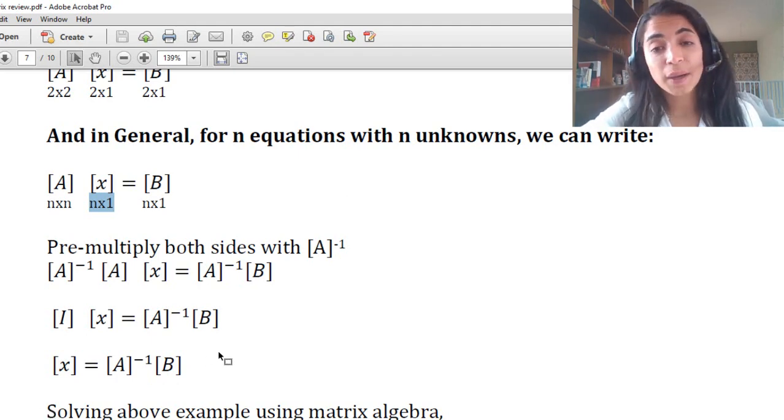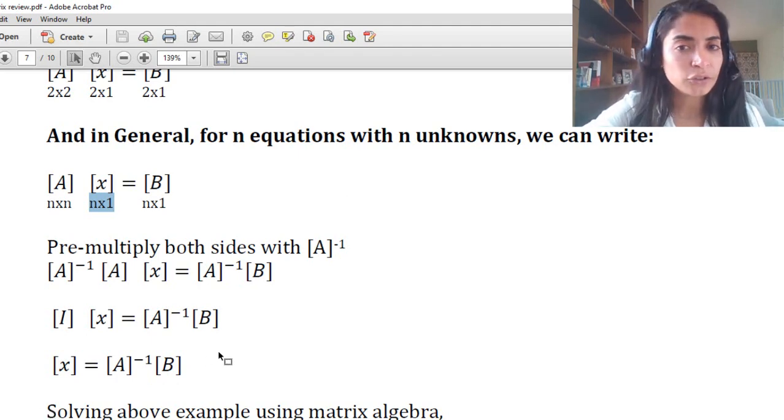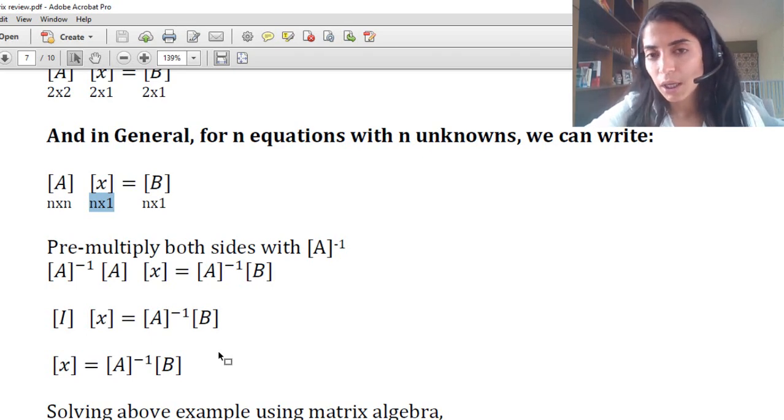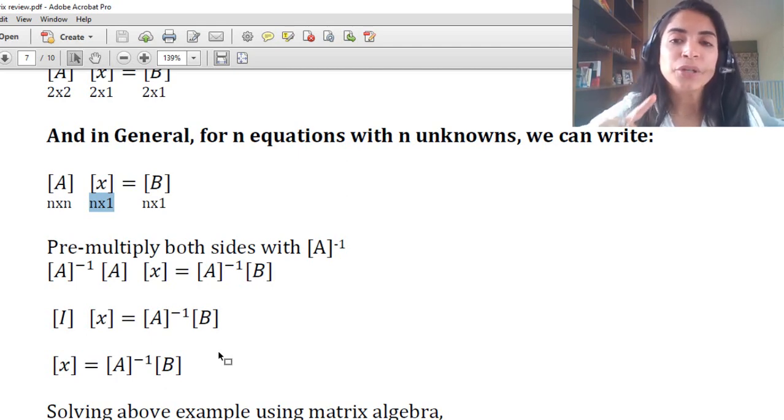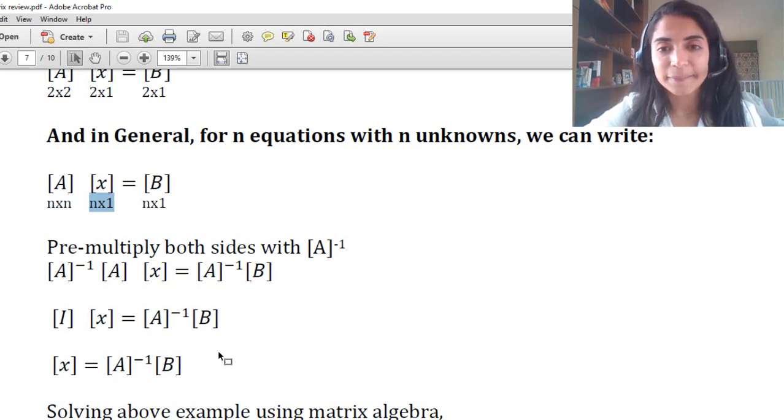Now, if this is a 2 by 2 matrix or 1 by 1 matrix, you can find A minus 1 by hand. Now, if A is huge, you should find A minus 1 using Matlab. And this will be the first problem that we'll be solving using Matlab.